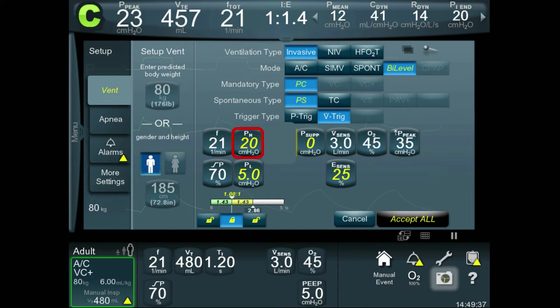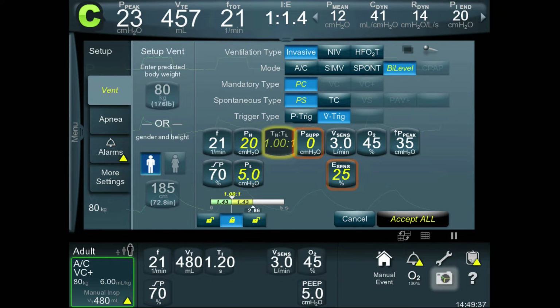In this situation, it's the high pressure, the pressure limit of 20, and a P low, or the PEEP, of 5. And because it's a pressure control mode of ventilation, we're going to set a rise time here, 70%, and because we have a choice of pressure support or not, it's currently set at 0, but you can put on pressure support. You'll also set an expiratory sensitivity.